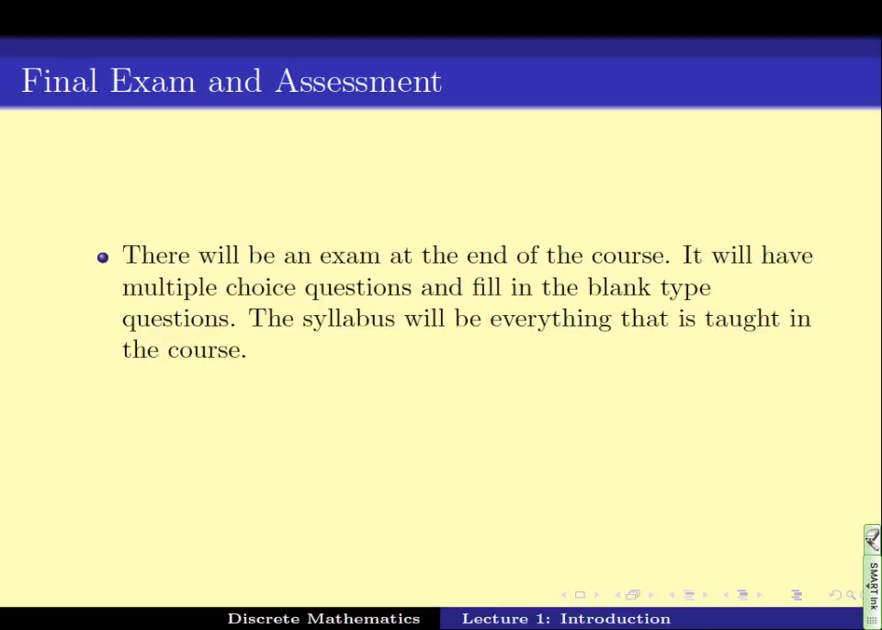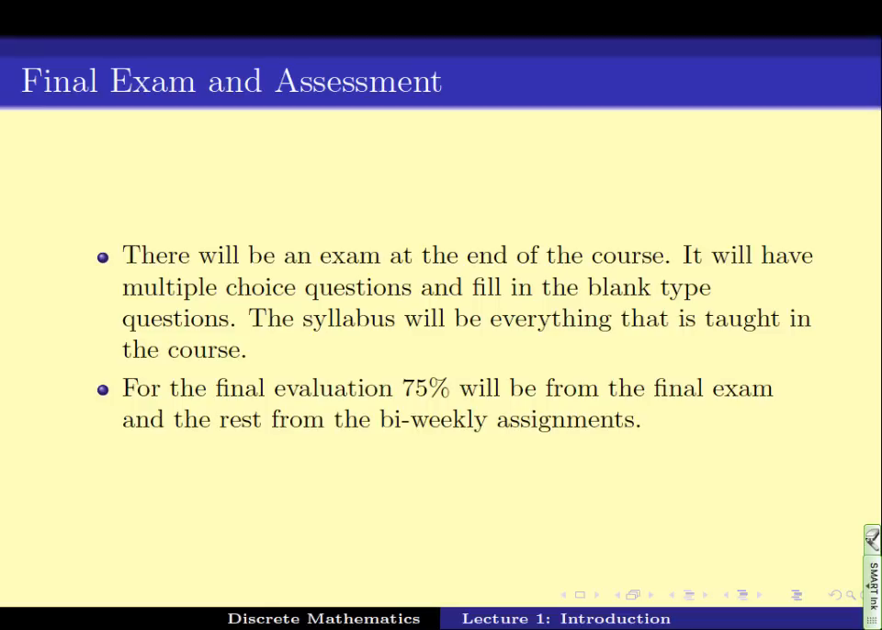There will be a final exam at the end of the course. The syllabus will be everything that is taught in the course. It will also be multiple choice questions or fill in the blank type questions. For the final evaluation, 75% of the course grade will be taken from the final exam and the rest, that is the 25%, will be taken from the bi-weekly assignments.